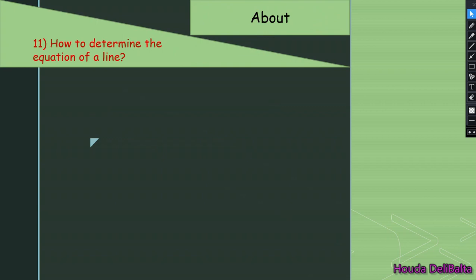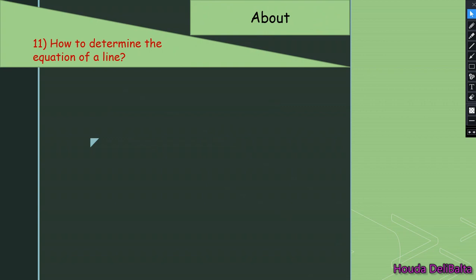So you've known how to draw a straight line, how to recognize the equation of a straight line, how to verify whether a point belongs to a straight line or not, how to find the relative position between straight lines, but you still don't know how to determine the equation of the straight line. In all the previous videos and in all the previous examples, you were given the equations of the straight line.